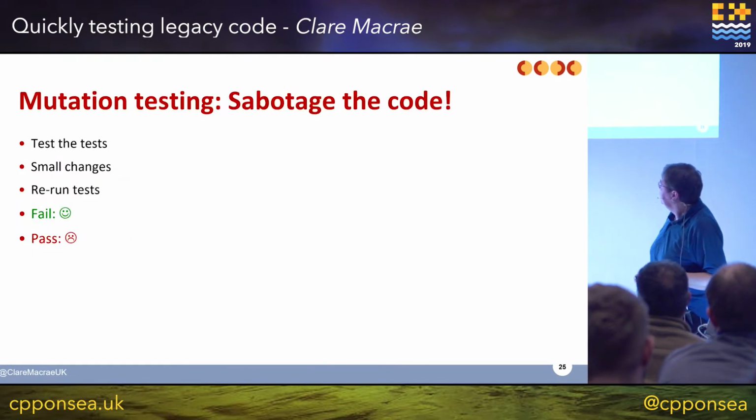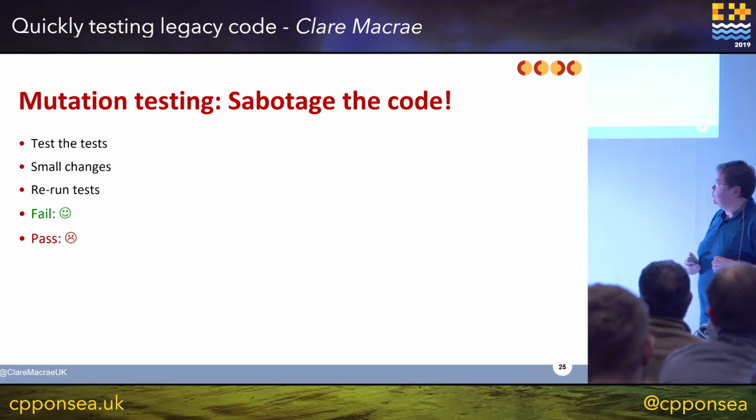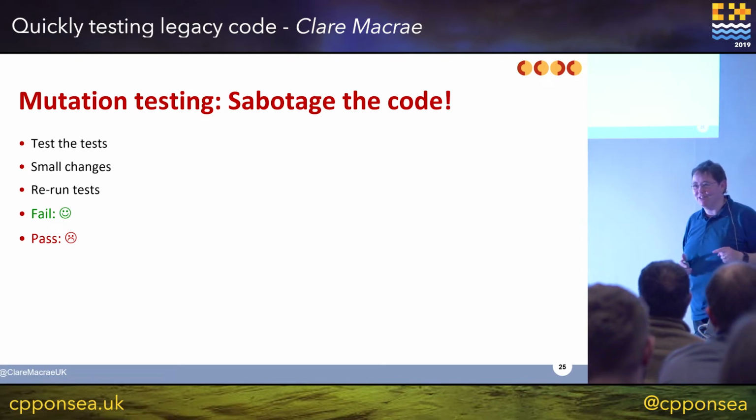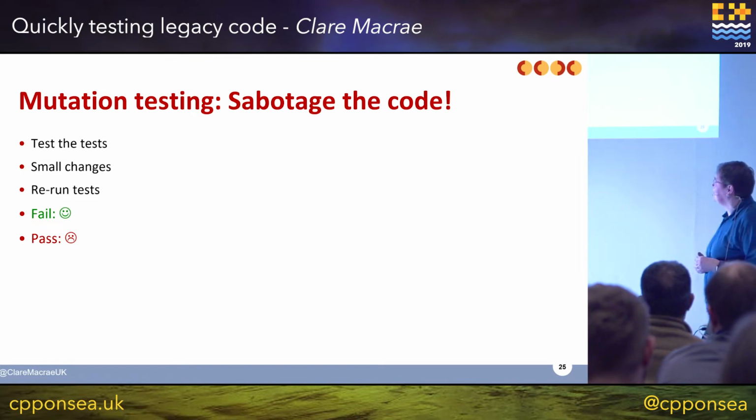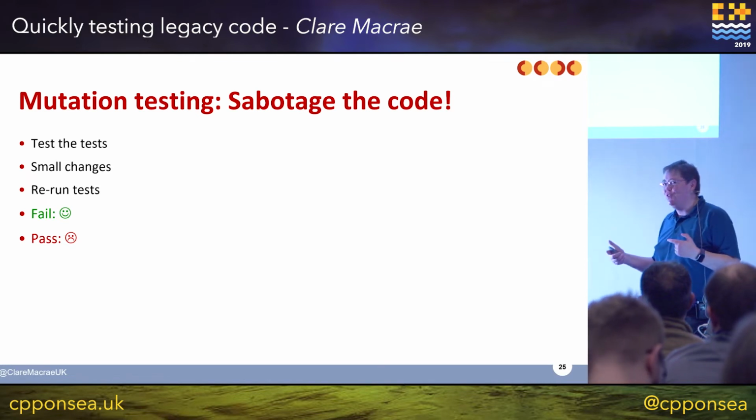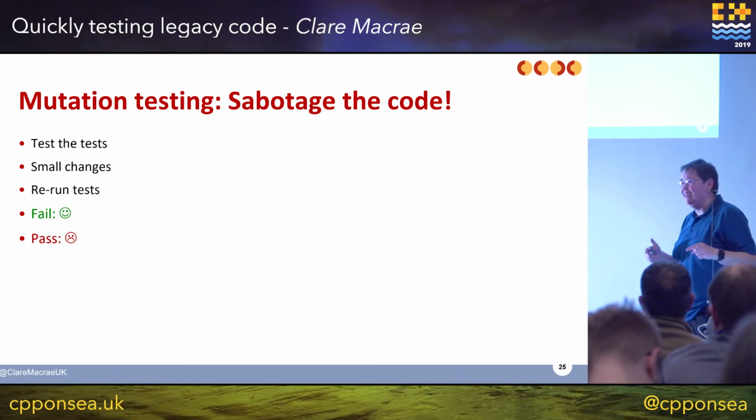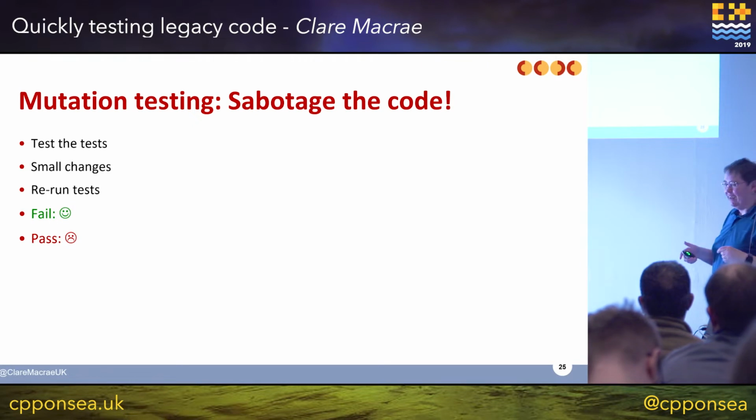The next technique I want to talk about is mutation testing. And this is really fun. This is where you test your test by sabotaging your code. It's really good. You've got version control, right, so you can undo the sabotaging. So you make small little changes. You think, how might a future developer accidentally break this code? And you do that, and you run your tests.